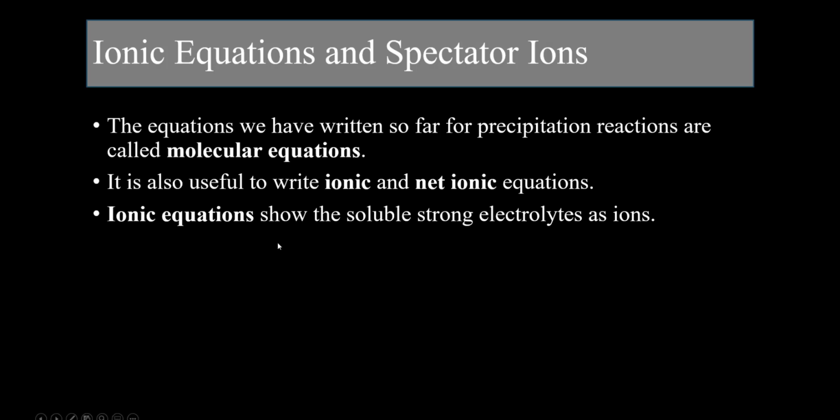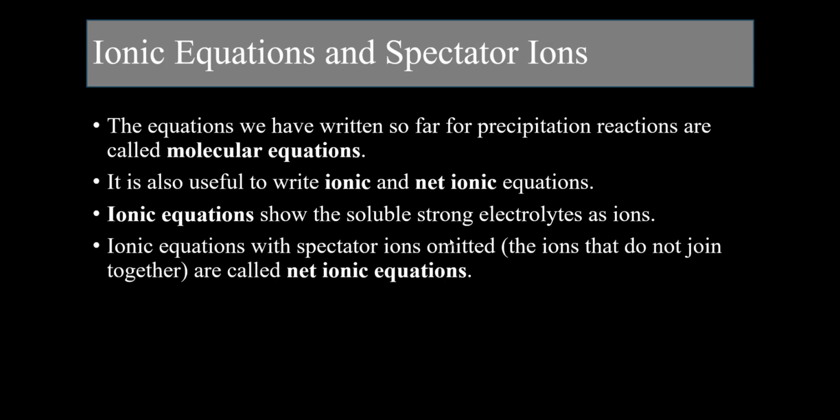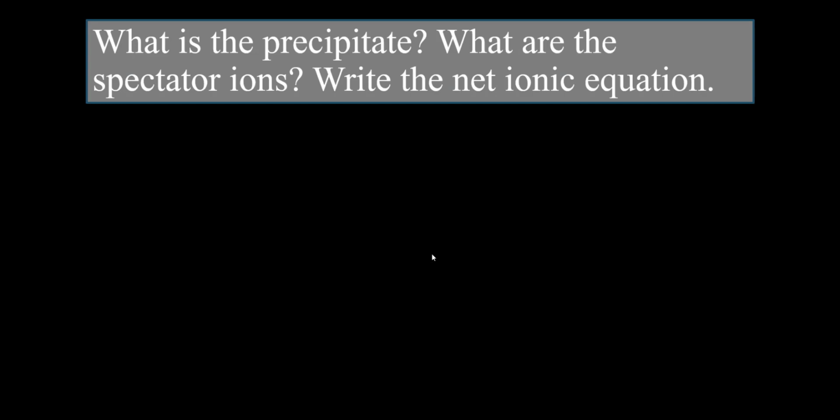So what do ionic equations show? They show the soluble strong electrolytes as ions. So you have to identify which substances are sitting in the solution as electrolytes, as free ions floating around independently, and just designate them as such. The ionic equation with the spectator ions omitted, the ions that don't do anything, that don't join together to form a precipitate, is called the net ionic equation. And you'll see in a few examples how this works.